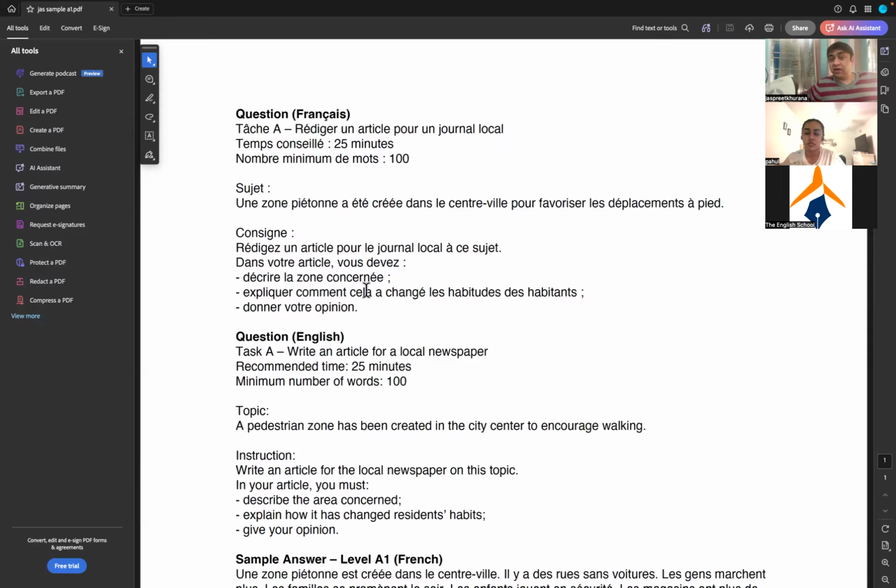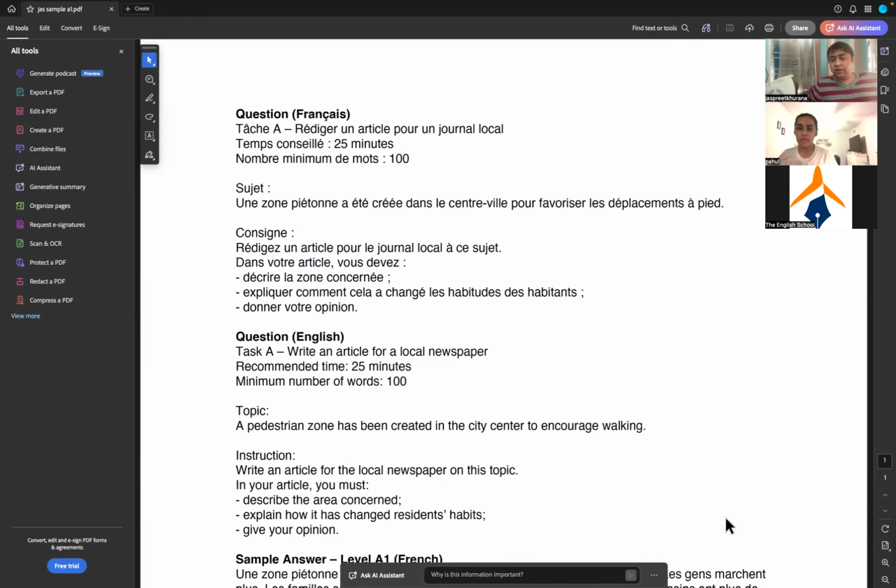décrire la zone concernée. You must describe the concerned zone or the area concerned. Expliquer comment cela a changé les habitudes des habitants. That means explain how it has changed the residents' habits, or how it is going to change the residents' habits. Donnez votre opinion. Give your opinion. You get the point? You have to give the opinion.